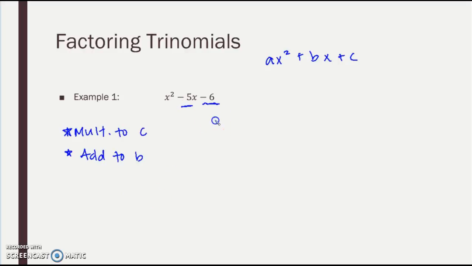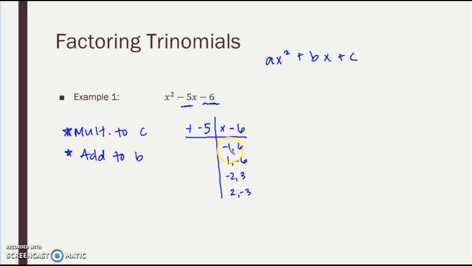So for us, we're going to make a little chart. I want to add to get negative 5 and multiply to get negative 6. There's my b term, there's my c term. So I'm going to start by looking at the c's, what multiplies to get c. To get negative 6, I could have a negative 1 and a positive 6, a positive 1 and negative 6, a negative 2 and positive 3, and a positive 2 and negative 3.